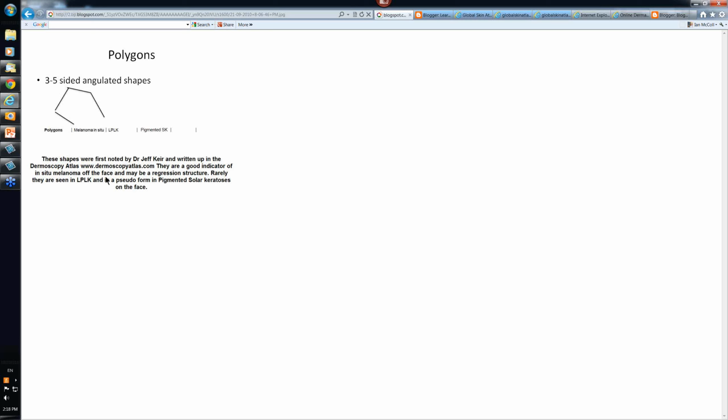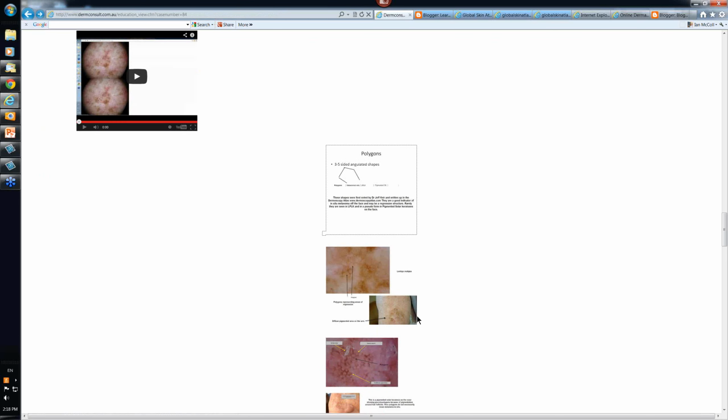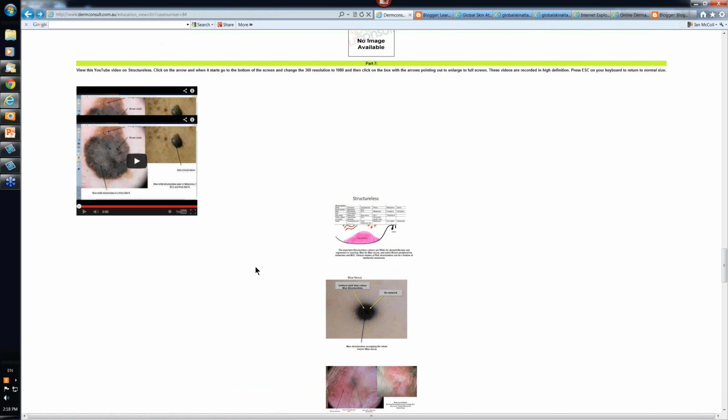They're a good indicator of in situ melanoma of the face, particularly, and the back. I mean, it's a lot of these elderly patients we see with extensive diffuse pigmented areas. Some may be just flat seb-Ks. If you see polygons within them, then consider that they may be melanoma in situ. Do that in more detail later.